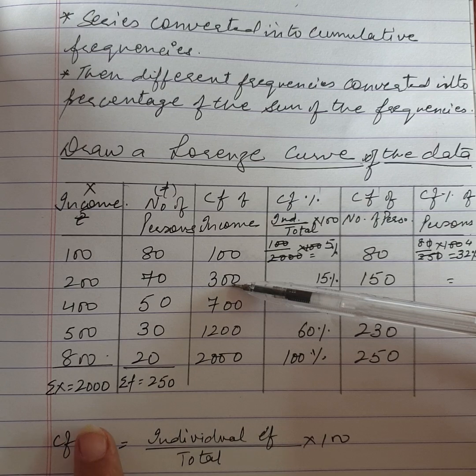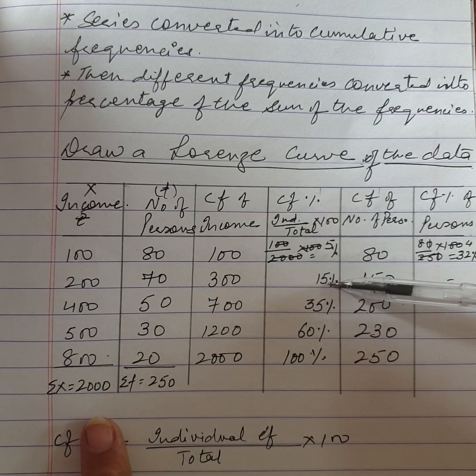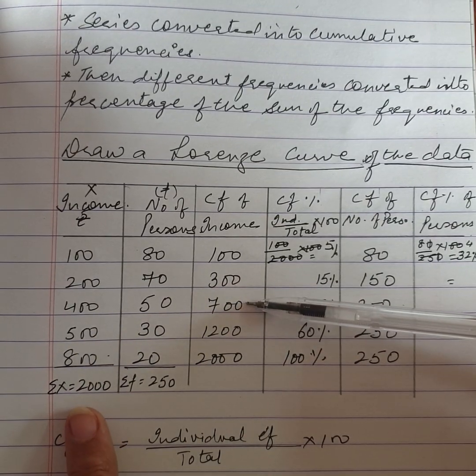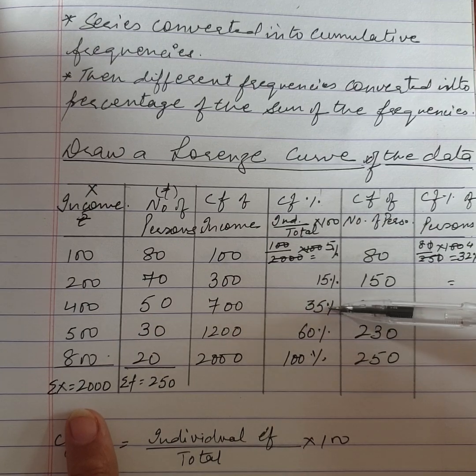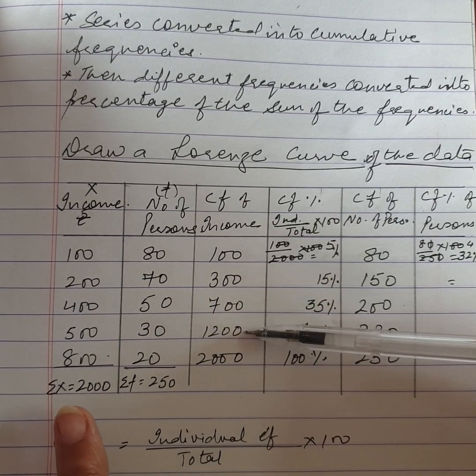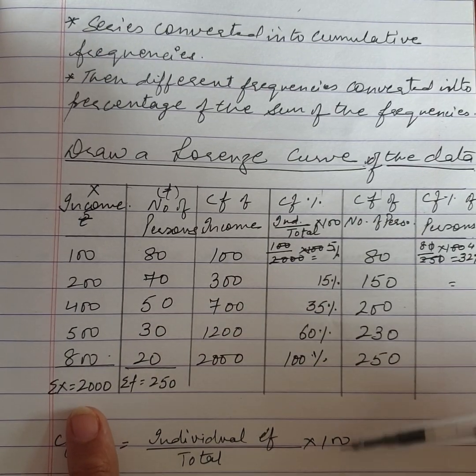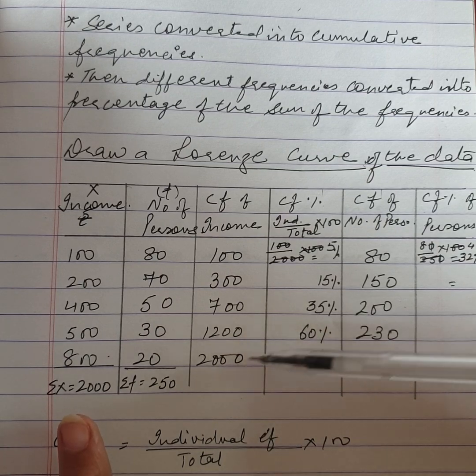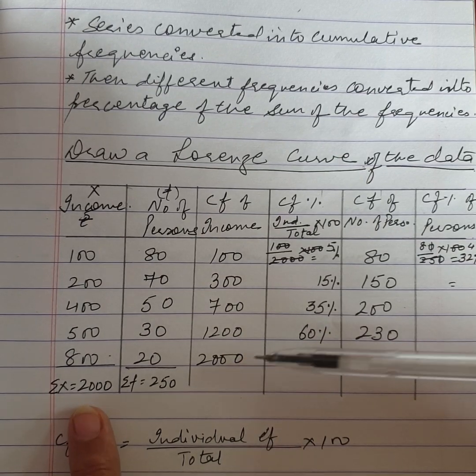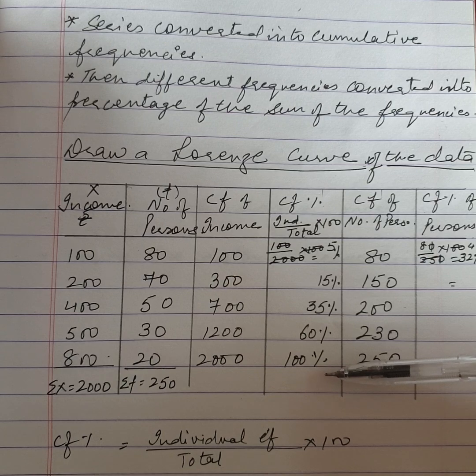300 over 2000 into 100 is equal to 15%. 700 over 2000 into 100 is 35%. 1200 over 2000 into 100 is 60%. Then 2000 divided by 2000 is equal to 100%.